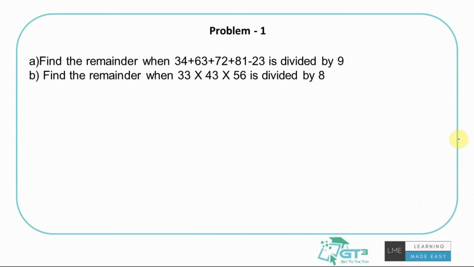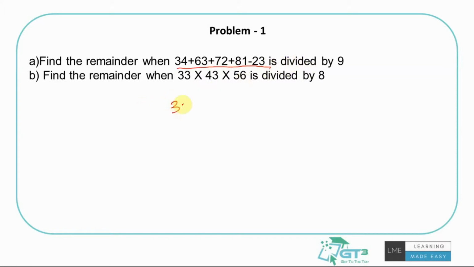So the concepts are covered. If you have any doubt, you can play them back and look at them again. That should clarify your doubts. If not, we'll still help you out. Let's solve these problems and these should help you clarify any doubts. Right, first find the remainder when 34 plus 63 plus 72 plus 81 minus 23 is divided by 9. Technically we haven't discussed this, but it's the same principle.